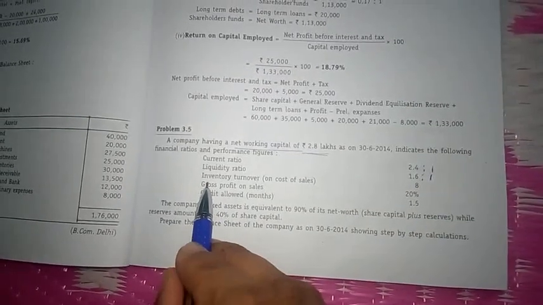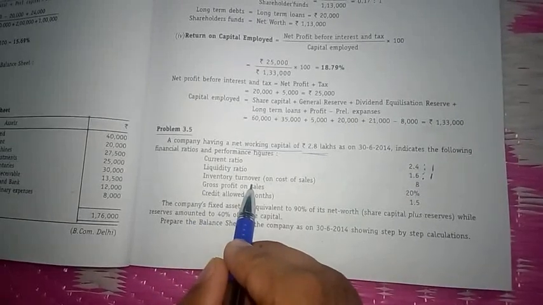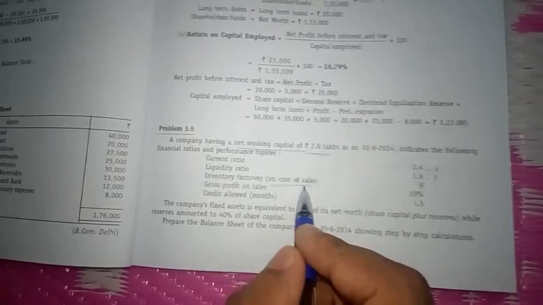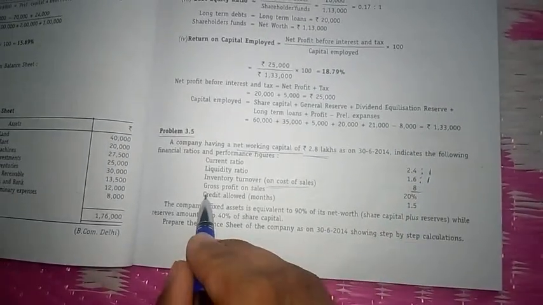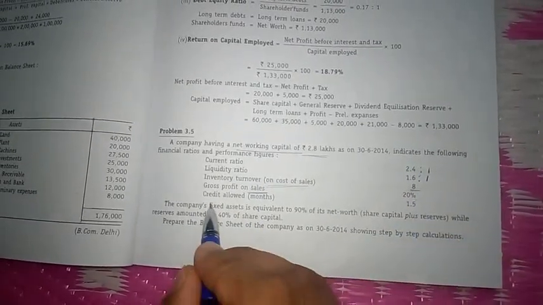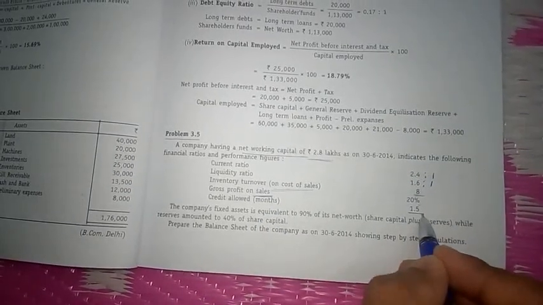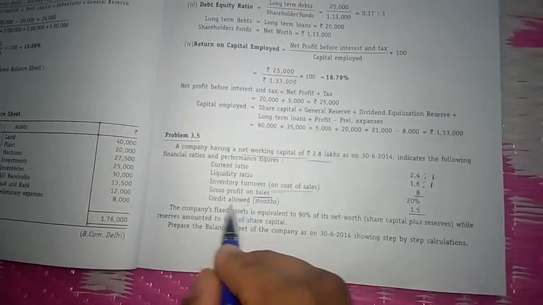And they have given inventory turnover ratio. Inventory turnover ratio is nothing but stock turnover ratio. Clearly they have stated that on cost of sales, which is nothing but cost of goods sold, it is 8 times. They have given gross profit on sales as 20% and credit allowed in months they have given 1.5 months. Credit allowed is required for the purpose of calculation of debtors.